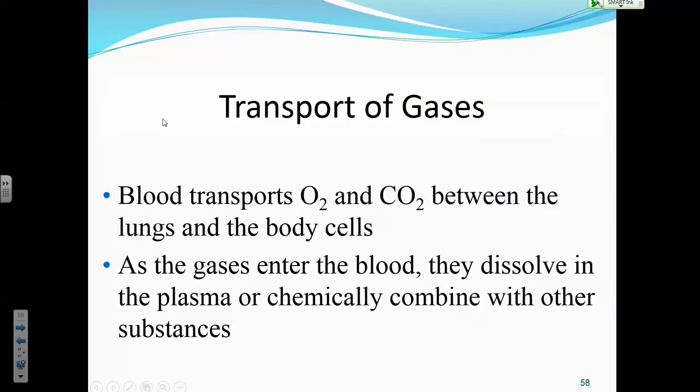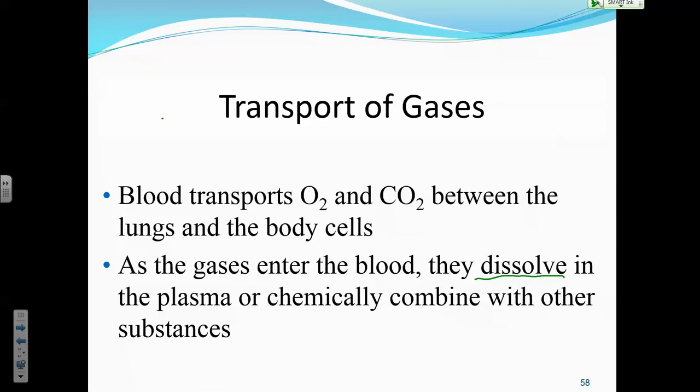All right. Okay, so now once these gases are in your blood, we're going to talk about how they're transported in the blood plasma. So look at this. As the gases enter the blood, they do one of two things. They dissolve in the blood plasma, or they undergo a chemical reaction to be in some combination, to be part of a molecule or another ion, a polyatomic ion.